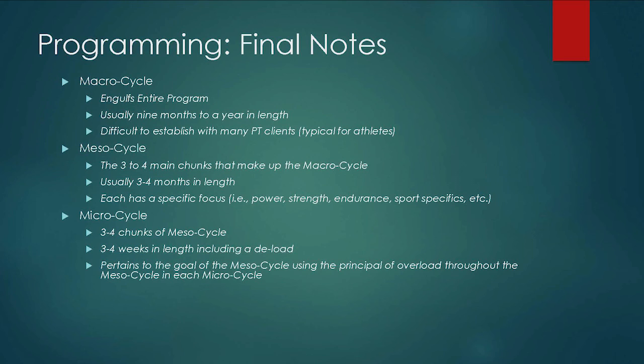But if you have a year-long goal, then you're going to have a macrocycle that is a year long, and then within that macrocycle, you'll have 3 to 4 main chunks, which are your 3 to 4 main mesocycles, and maybe one's focused on strength, one's focused on hypertrophy, one's focused on power, and one's focused on endurance, right? You could break them up like that. They could be focused on mobility, stability, however you want to break those up, and then within each one of those mesocycles is a microcycle, which is a 3 to 4 week chunk of time.